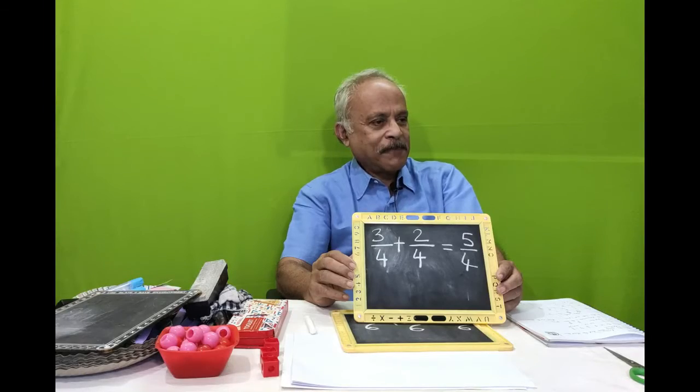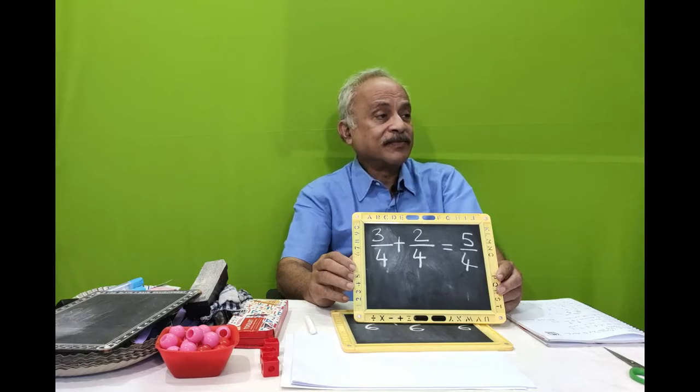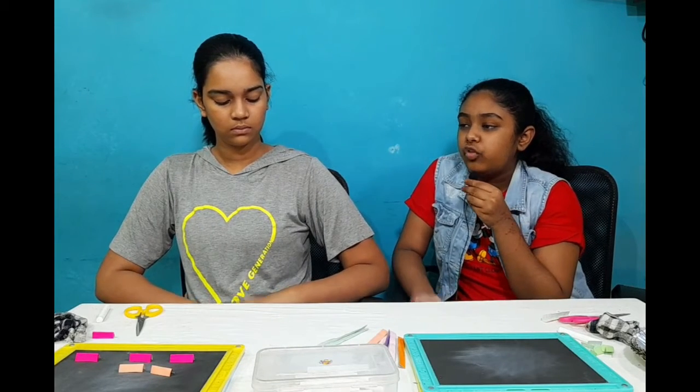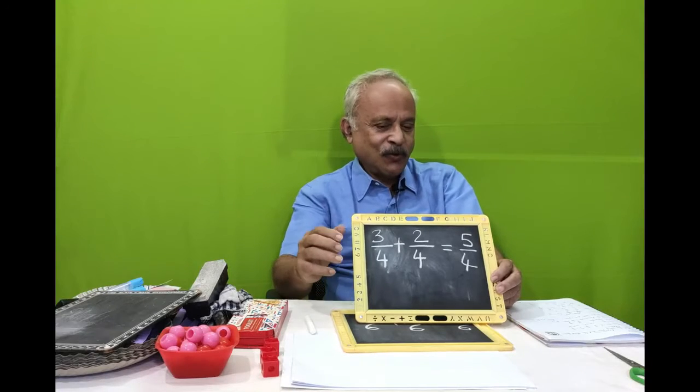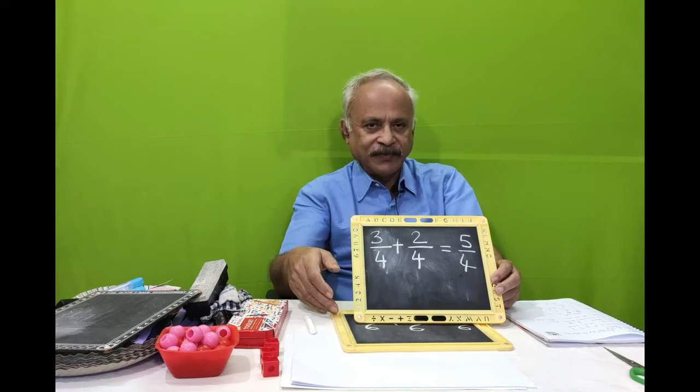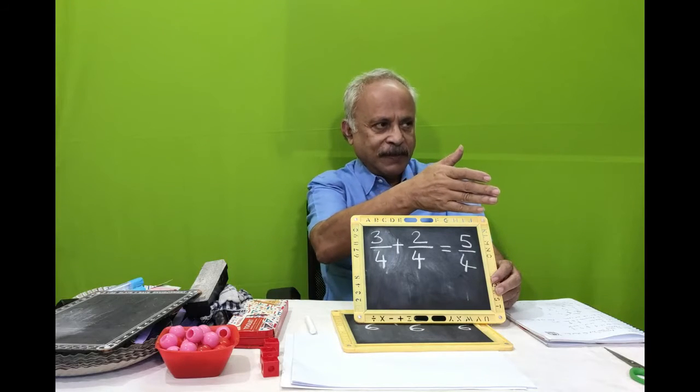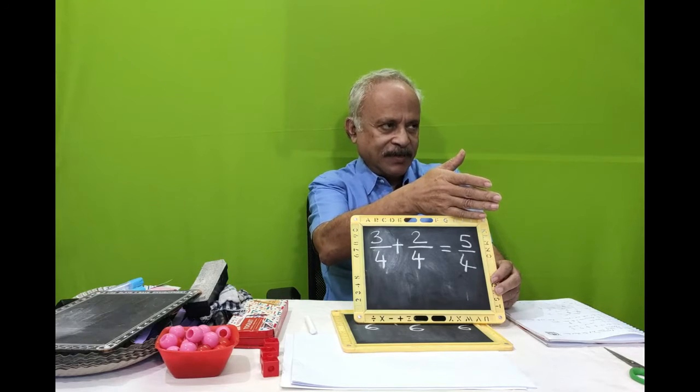Okay. And what is the long form of what is there in the slate, Gyanjyoti? 1 by 4 plus 1 by 4 plus 1 by 4 plus 1 by 4 plus 1 by 4. Good. And what is the short form? 5 by 4. Right. So what we had written earlier, that we have now made in the slate and kept it there.